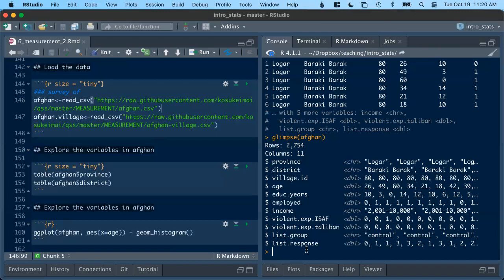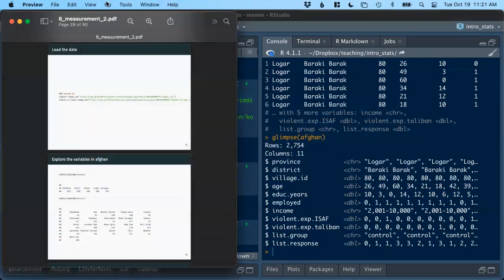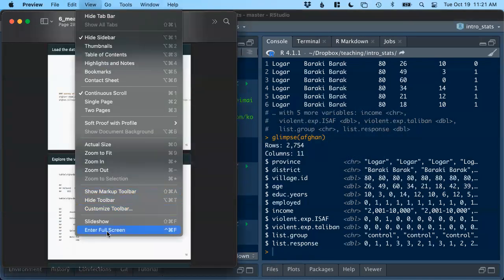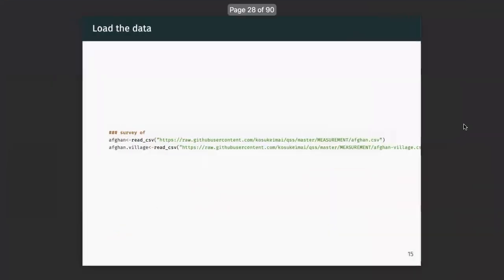Questions about the basic structure of the data that we're looking at here? No? Okay. And the URL is still cut off.